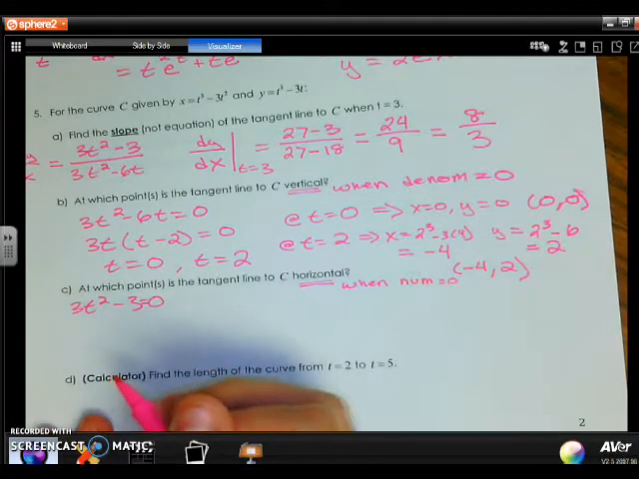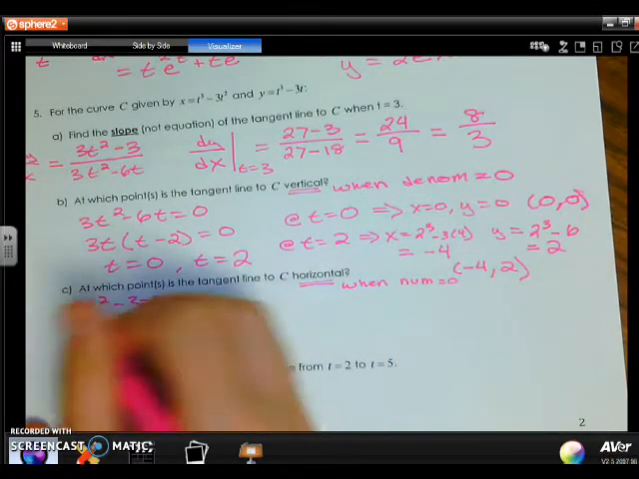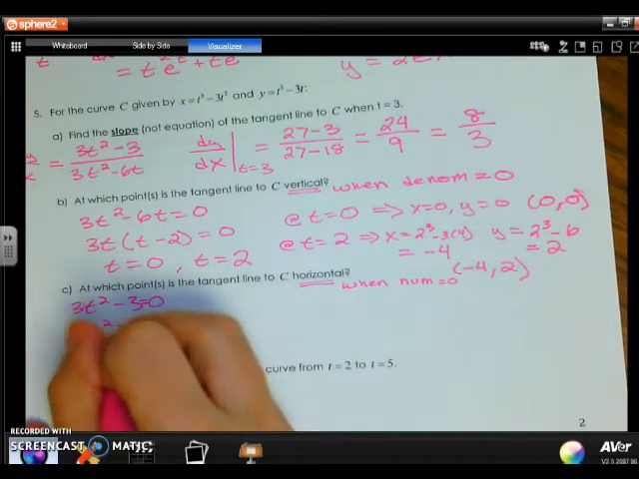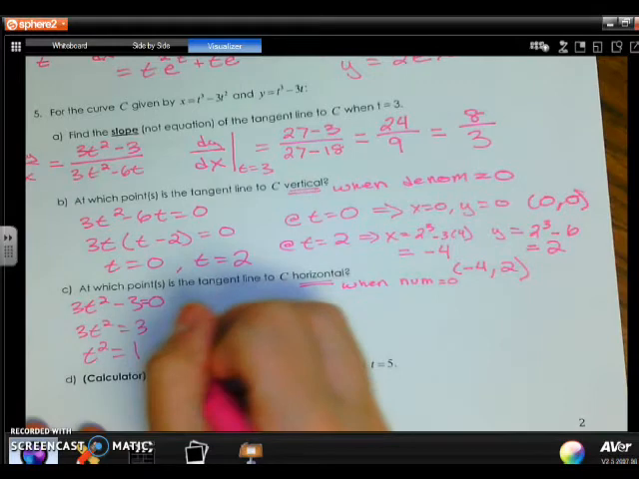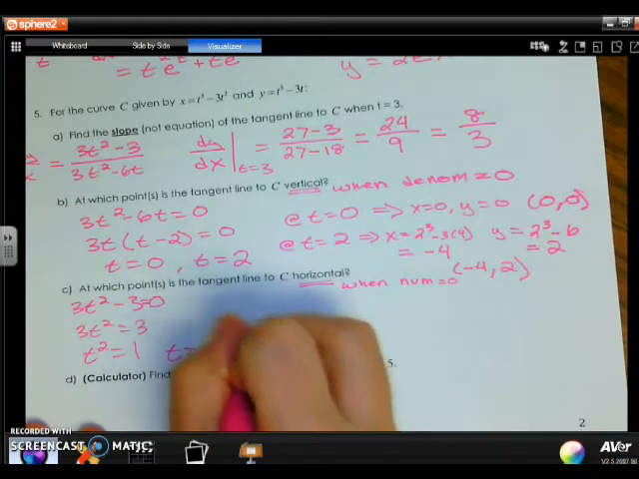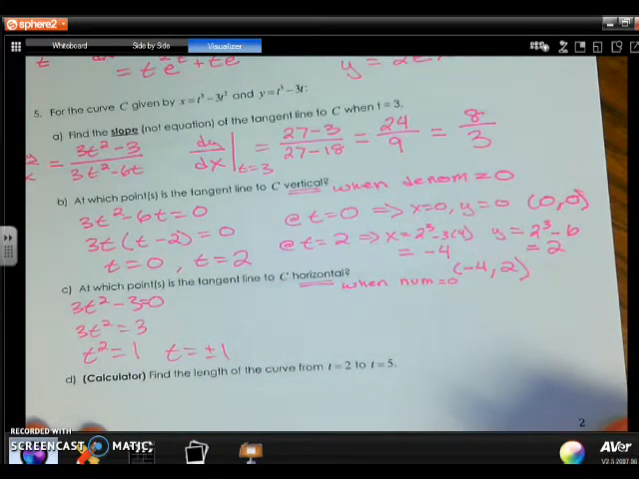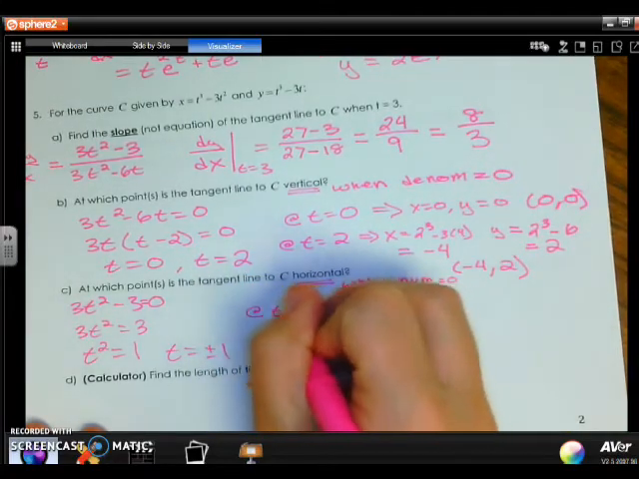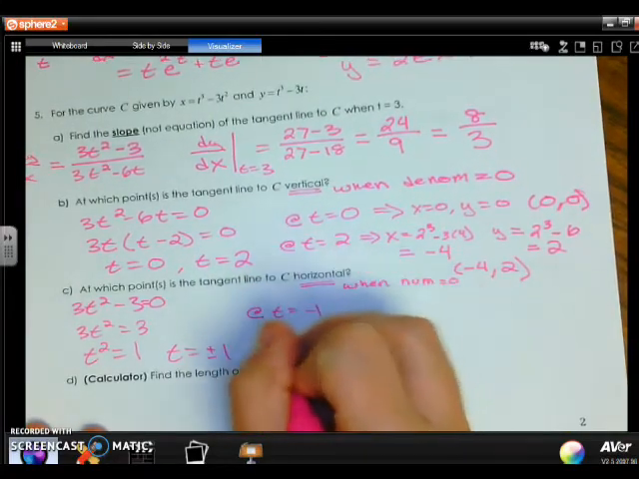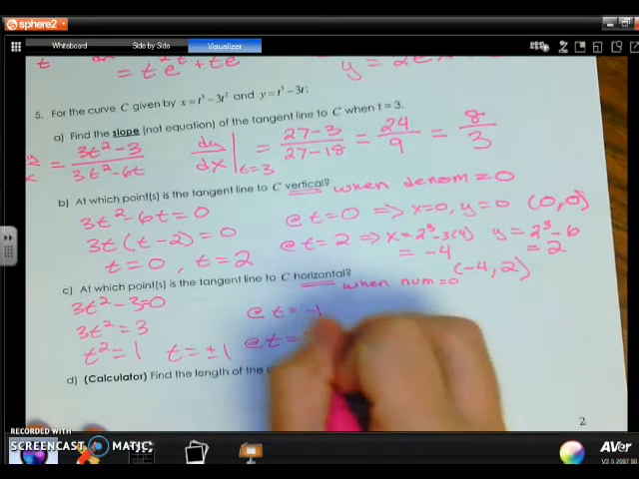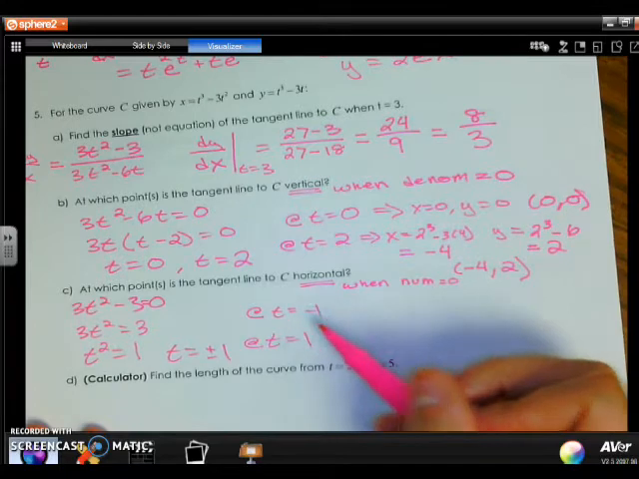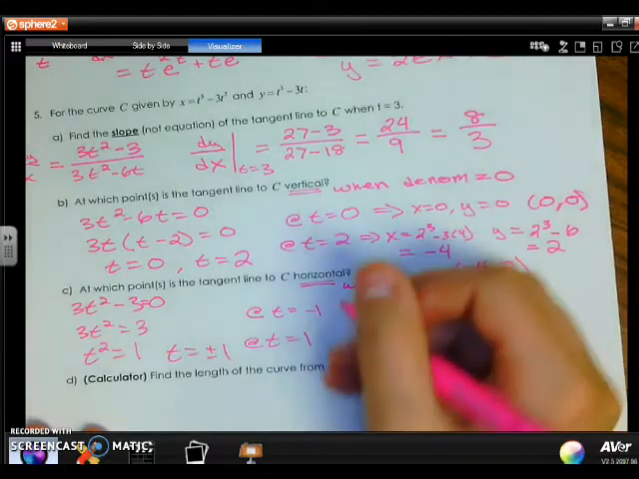And you can factor out a 3 if you want to. It doesn't really matter though. I'm just going to say that 3t squared equals 3. So t squared equals 1. So the square root, remember, is plus or minus 1. Very similar to up here, you have to do each one: at t equals negative 1 and at t equals 1.